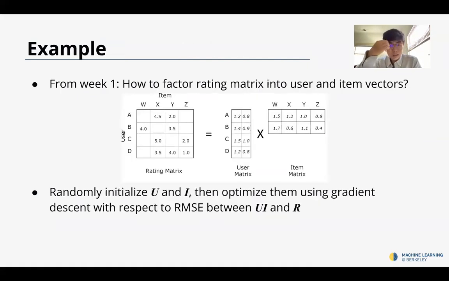One example of applying this root mean squared error metric: remember from week 1, we talked about factoring matrices into user and item vectors. We can evaluate how closely your user and item matrices resemble the original rating matrix by looking at the difference between their product and the recorded rating matrix. And so one strategy for actually computing the U and I is to randomly initialize them and then optimize them using gradient descent on the difference between their product UI and the actual rating matrix R.